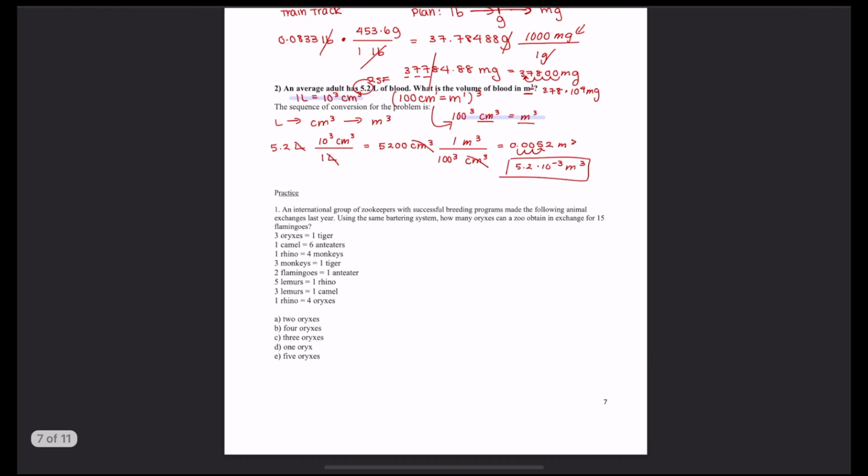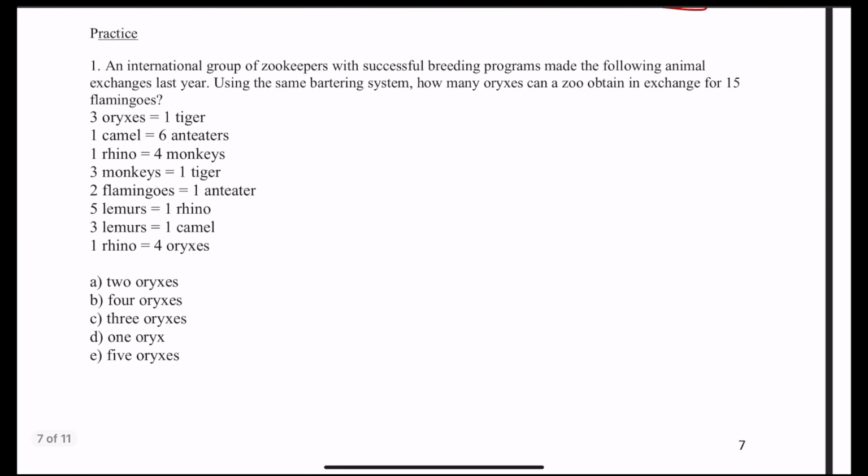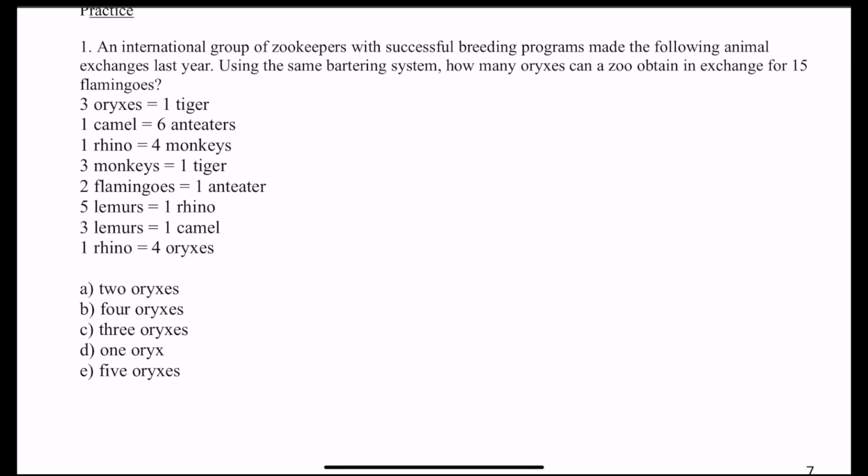There is more practice here. This practice is not using units, it's just trying to get you to visualize the train track a little bit.